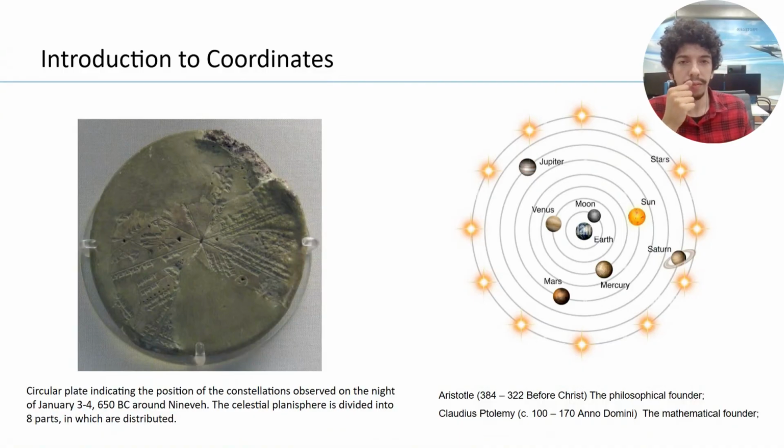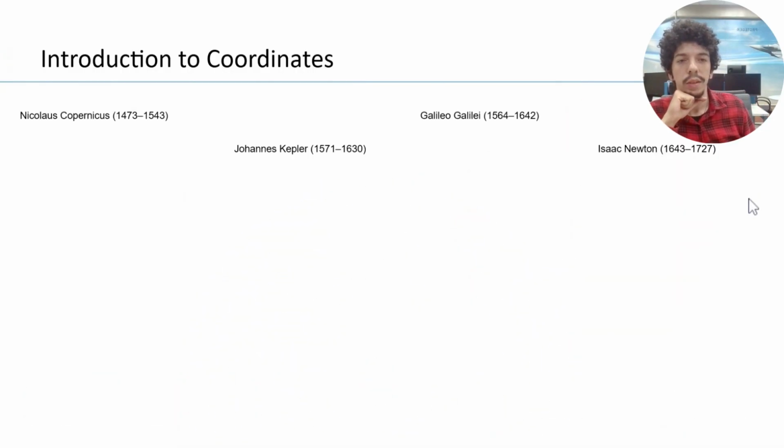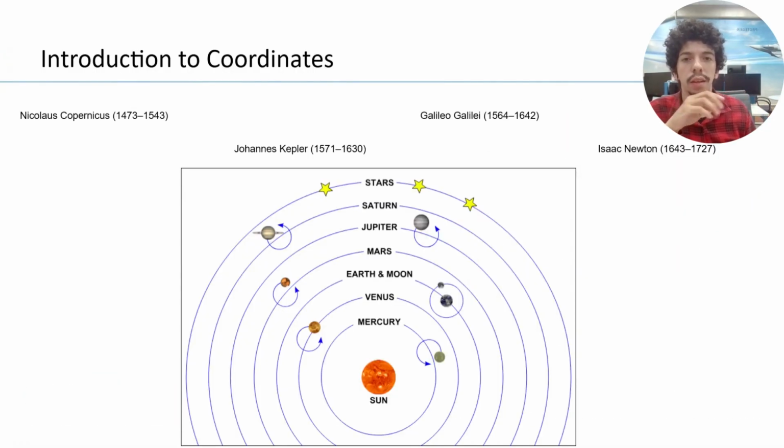Okay, and we have two old models. The first is named geocentric, created by Aristotle and Claudius Ptolemy. Actually, we have the true model, named heliocentric, with the Sun at the center of this model, proposed by Copernicus, Kepler, Galileo, and Isaac Newton too.